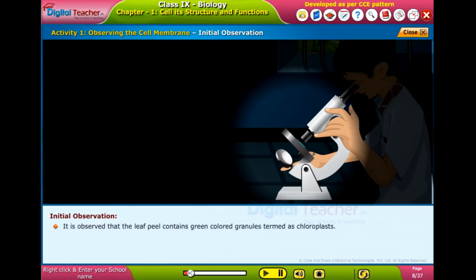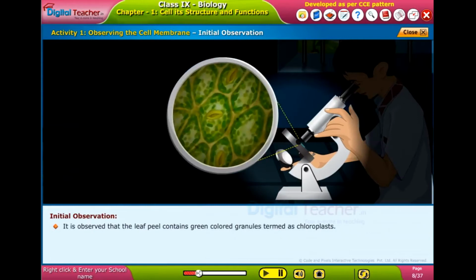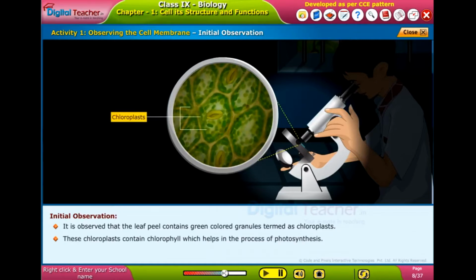It is observed that the leaf peel contains green-colored granules termed as chloroplasts. These chloroplasts contain chlorophyll, which helps in the process of photosynthesis.